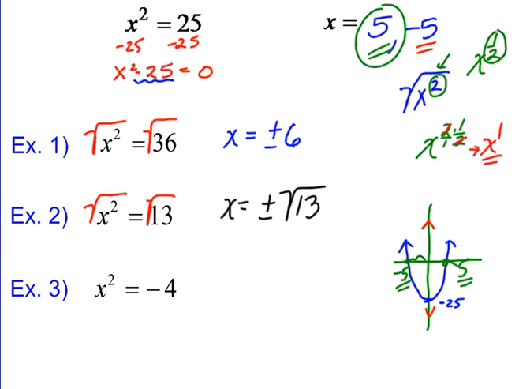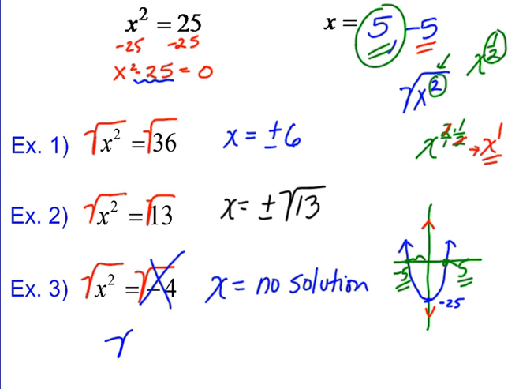X squared equals -4. If I take the square root of both sides, immediately it comes to mind that the square root of x squared is x. But what about taking the square root of -4? Can you take the square root of a negative number? In the real world, which is what Algebra 1 is about, you cannot do this. This is impossible. Since it's impossible, this would be considered no solution.